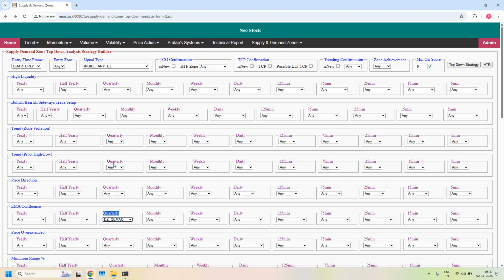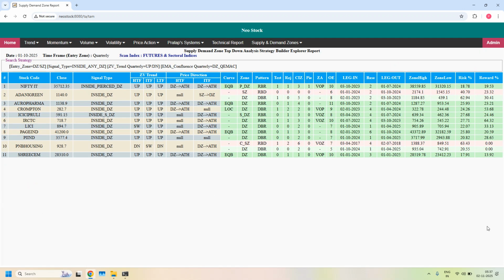Quarterly demand zone with quarterly EMA confluence. At the same time, trend on the quarterly should not be sideways. It can be up or down trend. Let's filter. We got 11 stocks. Okay, next.